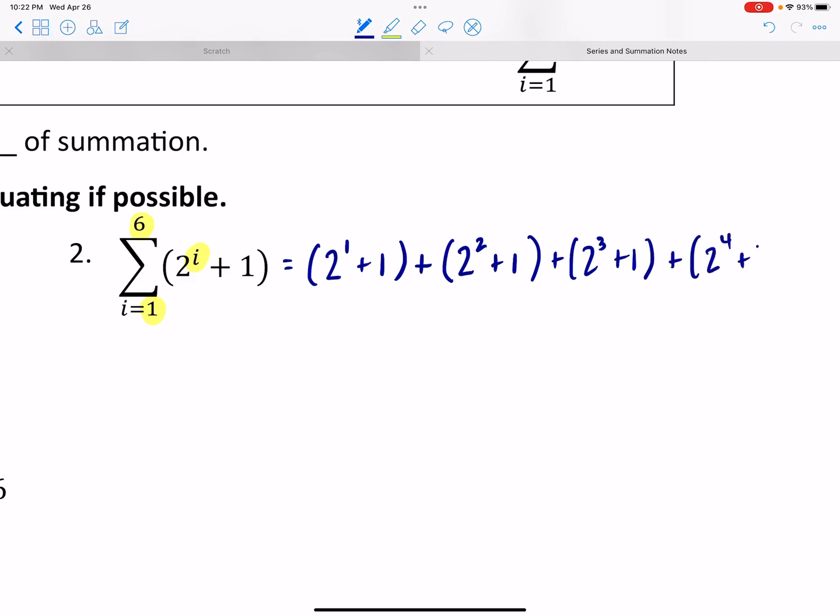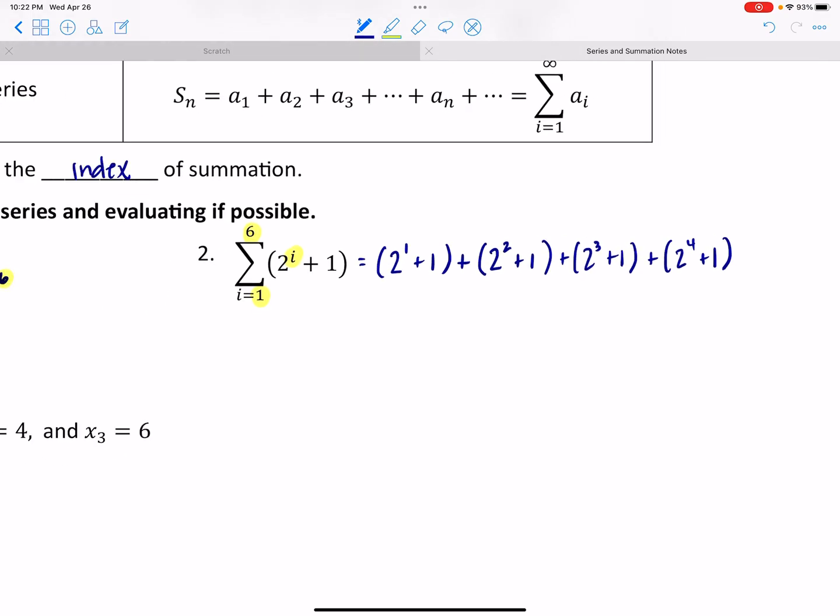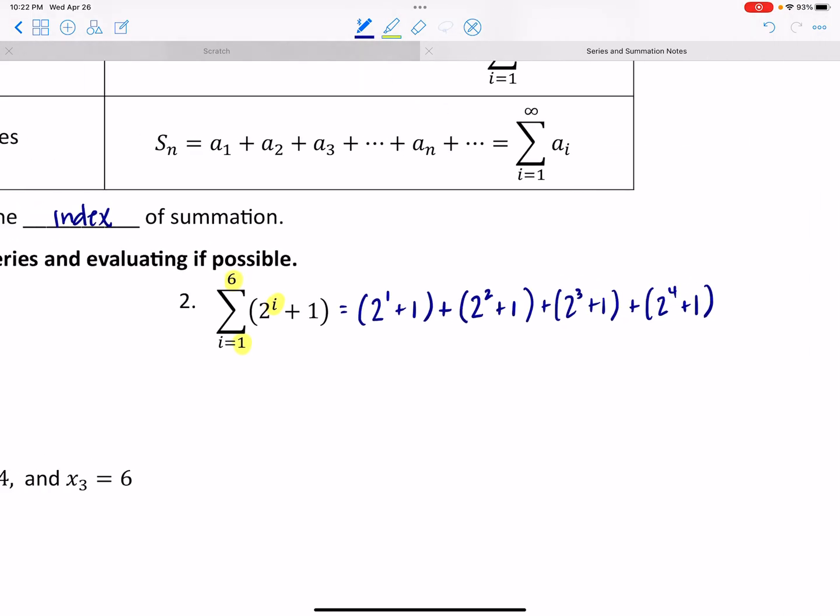And maybe I should have written a little smaller. Or maybe I'll just move this down here.